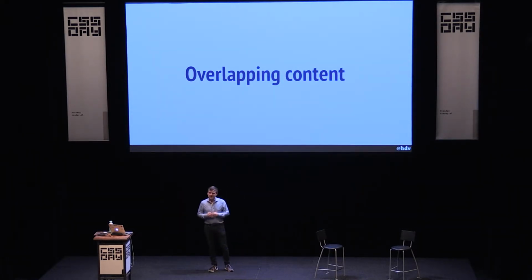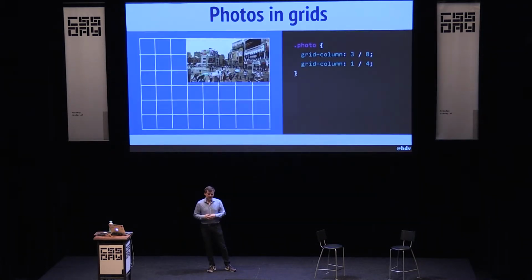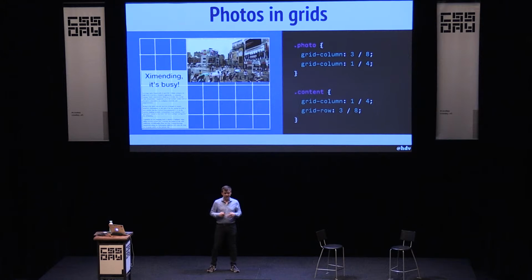One other thing that we can do now in kind of a sensible way is overlap our content. Here's an example of a photo and a bit of content that I've put on a grid. And what you can do is make these two things go into the same cells. That's something that Grid will allow you to do. You can put multiple things into the same place, but at that point they will overlap.